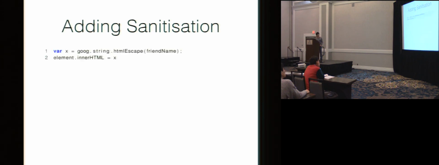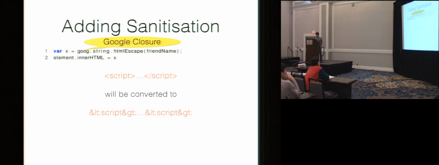So if you want to add sanitization, you basically get code that looks something like that on Dilbert's browser. I'm just assuming some Google Closure function here that does this kind of escaping. It's called HTML escape. For example, if friend name is this, then x will be converted to this. And this script won't be executed by Dilbert's browser if you do it like that.